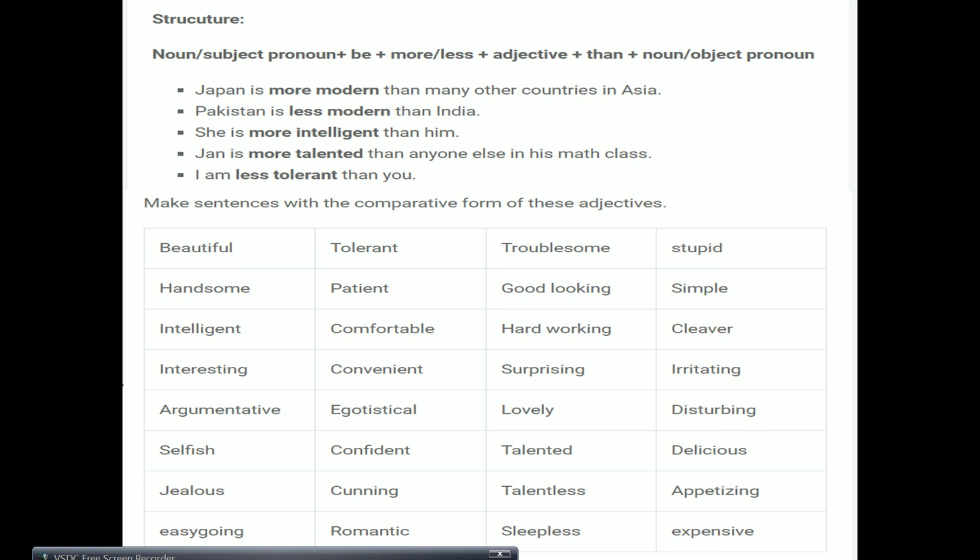Pakistan is less modern than India. Pakistan is compared with India. She is more intelligent than him.